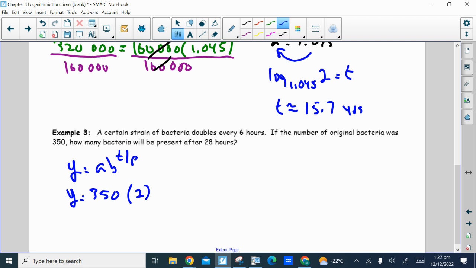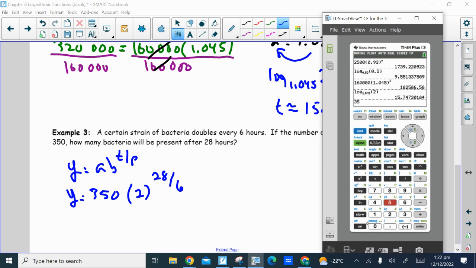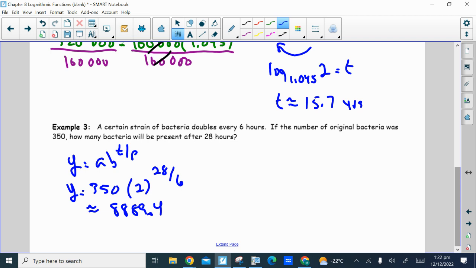How many bacteria will be present after 28 hours? So that's our time, and our doubling period is every 6 hours. So we can punch that into our calculator. So approximately 8,889.4 bacteria.